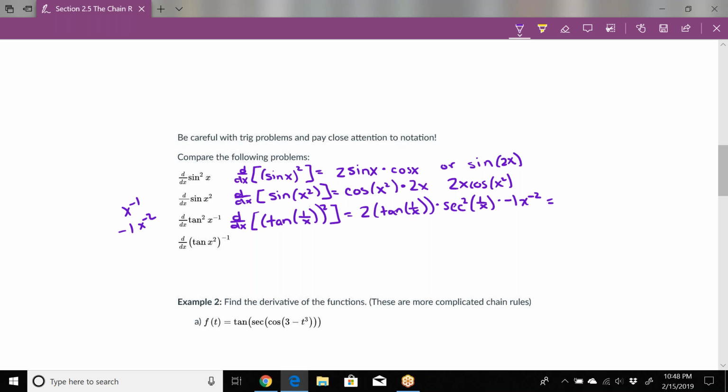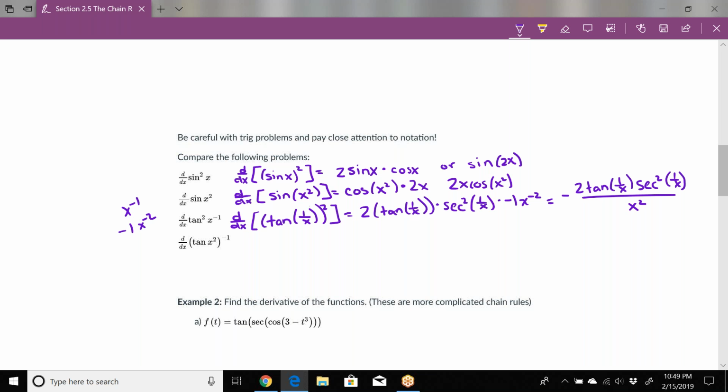And if we simplify this, this will be 2 tan of 1 over x, secant squared of 1 over x. There's a negative out front because of that negative 1, and the x squared goes to the bottom.